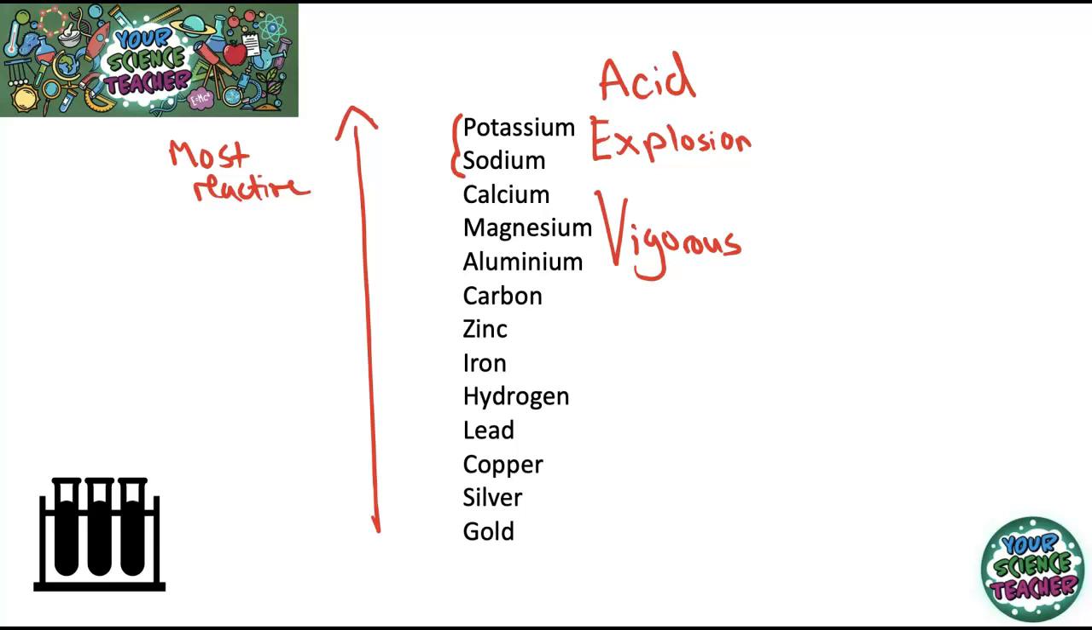And then what about these next ones, carbon, zinc, iron? I would get a slow reaction with an acid. And then getting into the bottom, I would get no reaction when I get too low in my reactivity series. So silver and gold, even with quite a strong acid, you aren't going to get much of a reaction at all happening.